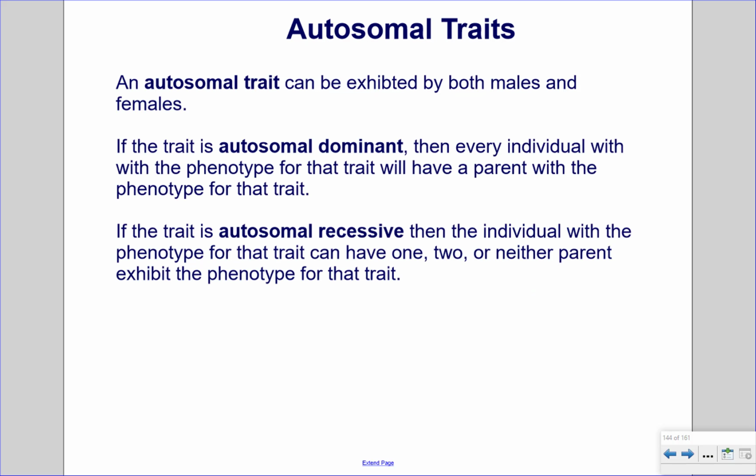Autosomal traits. An autosomal trait can be exhibited by both males and females. If the trait is autosomal dominant, then every individual with the phenotype for that trait will have a parent with the phenotype for that trait. If the trait is autosomal recessive, then the individual with the phenotype for that trait can have one, two, or neither parent exhibit the phenotype for that trait.